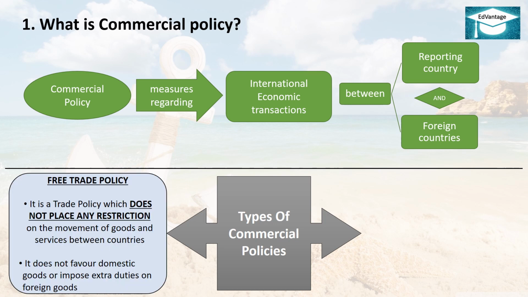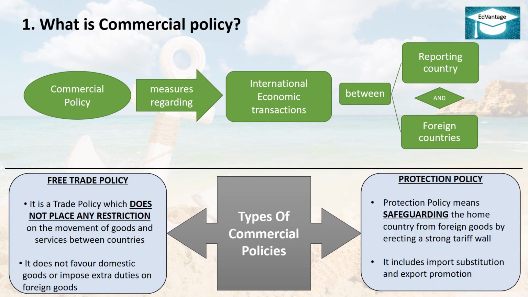First, we have free trade policy. It is a trade policy which does not place any restriction on the movement of goods and services between countries. It does not favor domestic goods or impose extra duties on foreign goods. Next, we have protection policy. Protection policy means safeguarding the home country from foreign goods by erecting a strong tariff wall. It includes import substitution and export promotion.